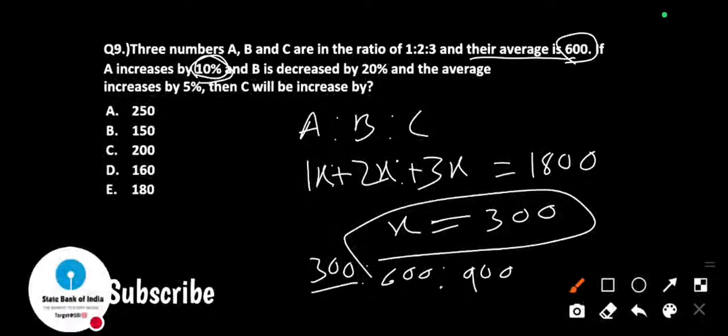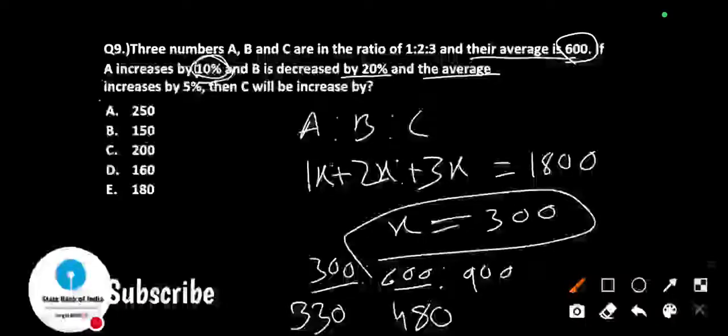10% of 300 will be 30. So adding that 30 to 300, we get 330 for A. B decreased by 20%. 20% of 600 will be 120. So subtracting 120 from 600, we get 480 for B.